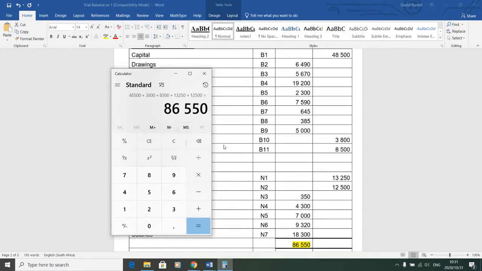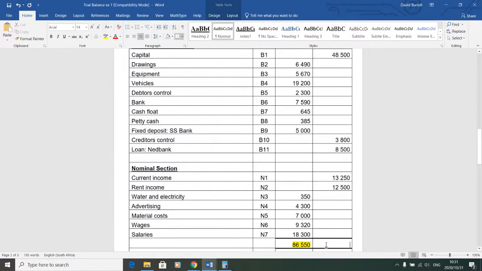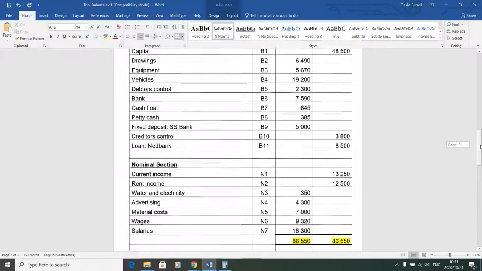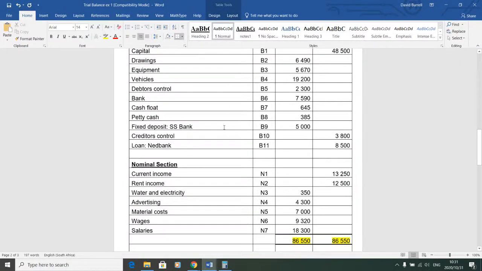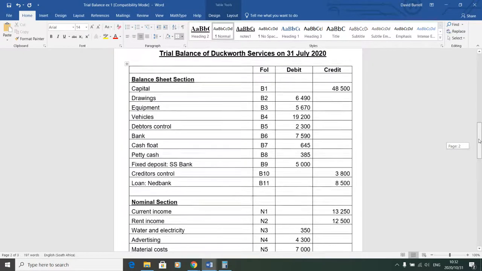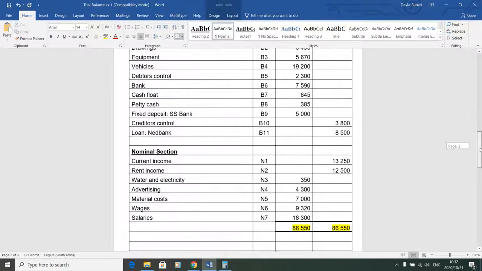And you can see my total I get there, 86,550. It's exactly what I wanted. So 86,550. So that means this trial balance does indeed balance. Okay, so that's the whole idea, to get all of your accounts listed over there in the correct sections, balance sheet section and nominal section, and you need the balance or total in the debit column or the credit column, depending on where the balance would be in the general ledger, debit or credit.